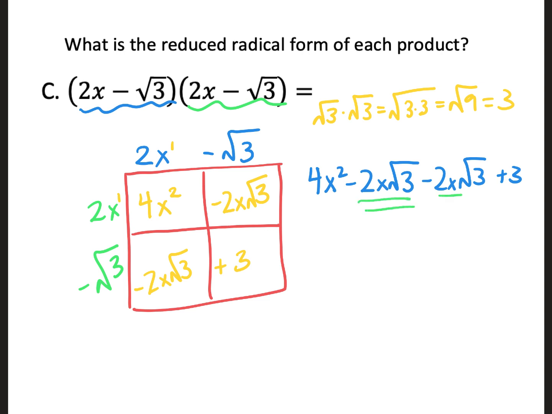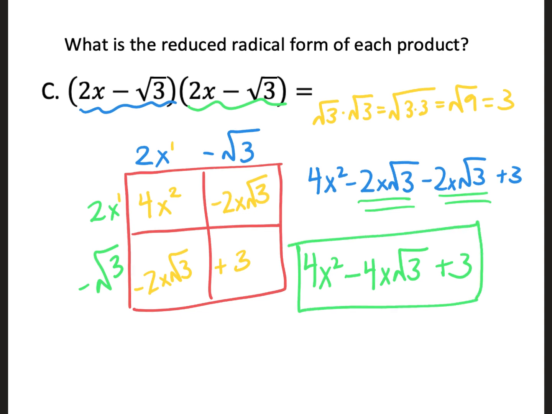Again, notice these two terms are the same, so we can combine them because they both have the square root of 3. The numbers out front don't matter so much. They don't need to match to combine them, but they do both need an x because it had an x. So we can rewrite it as 4x squared. If I do negative 2x minus 2x, I get a negative 4x, and then the square root of 3 plus 3. And that's your final answer.